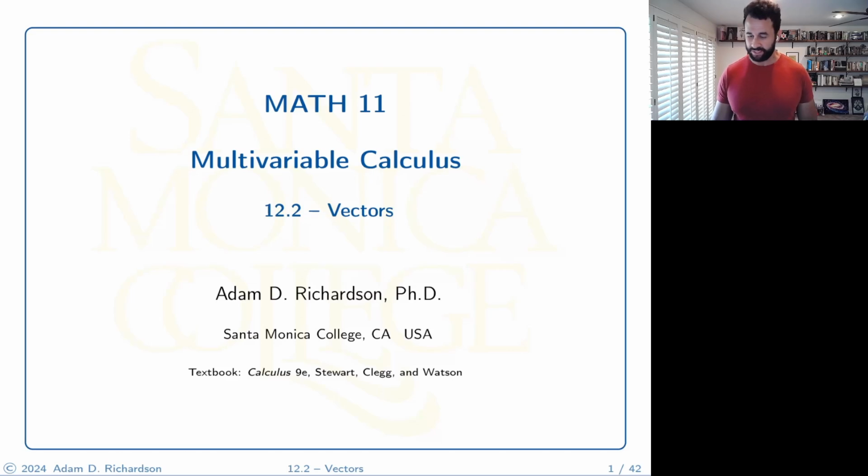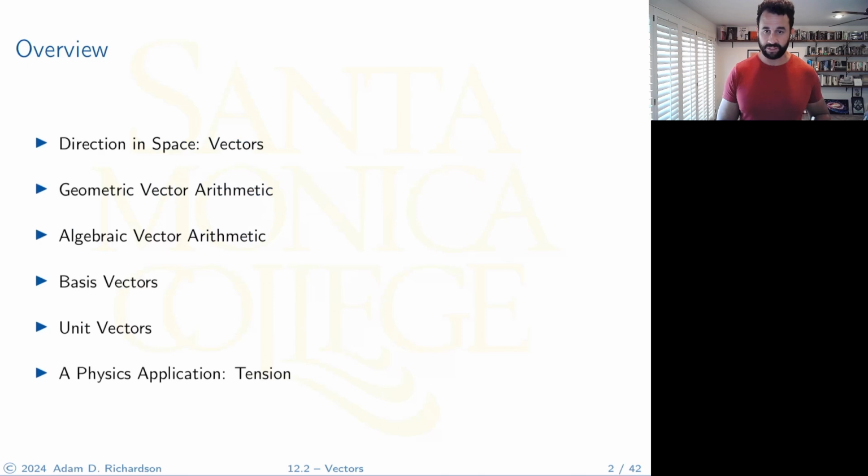All right, so in the last section we talked about three-dimensional and just n-dimensional space. Now in this section we're going to talk about vectors in all dimensions, but with an emphasis on dimension 3. So here's the overview. Just going to talk about vectors as telling us direction in space. Then we'll talk about geometric vector arithmetic, then algebraic vector arithmetic, then basis vectors, unit vectors, and then one quick physics application.